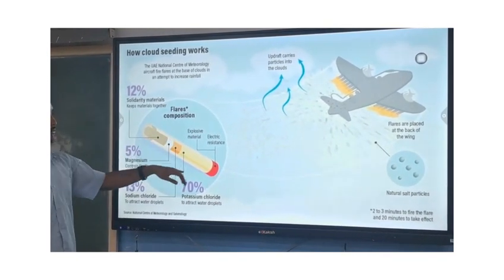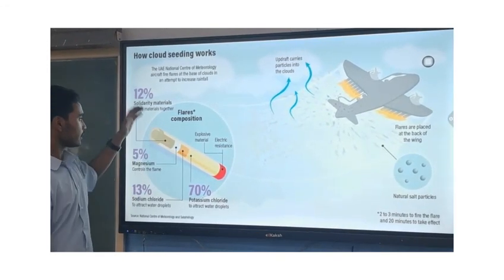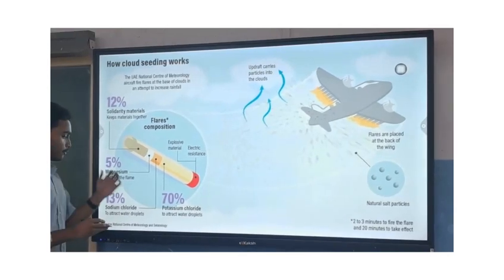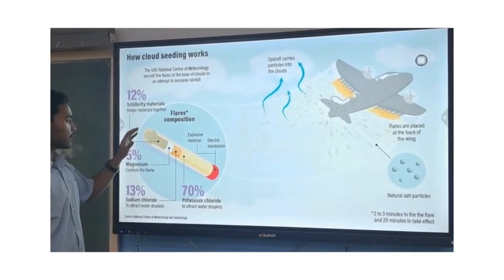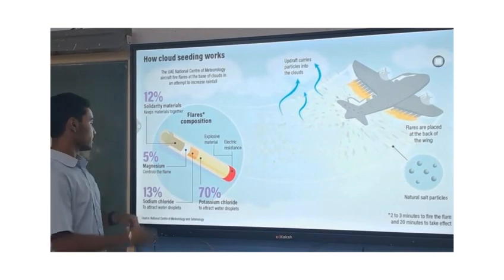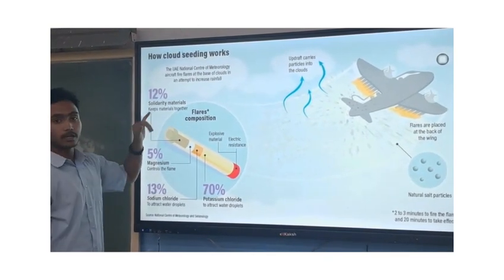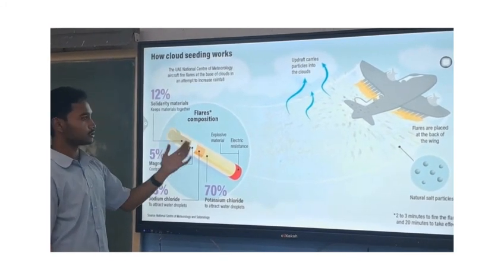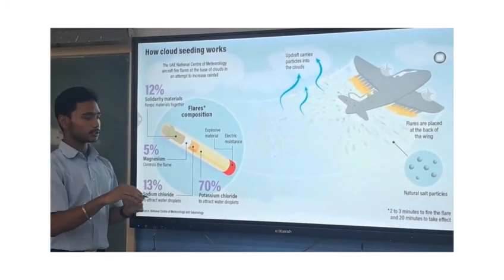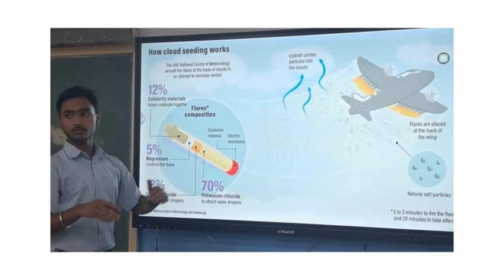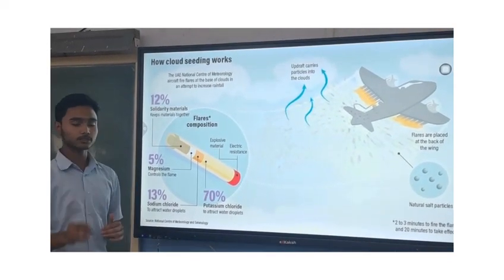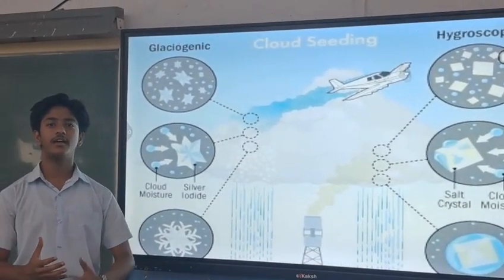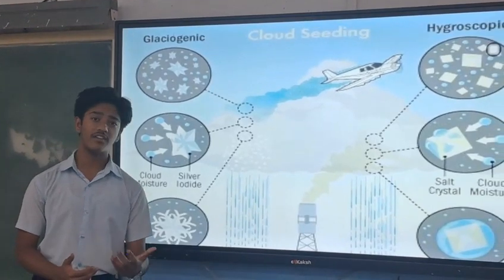These are the flares which are attached at the back of the wing. These flares contain 70% potassium chloride, 13% sodium chloride, which are used to attract water droplets. Other than these, magnesium is also used, which controls the flame, and 12% solidarity materials are also present in this flare, which keeps the materials together. This flare explodes and the chemicals present in it fall onto the cloud and further continue the process of cloud seeding.